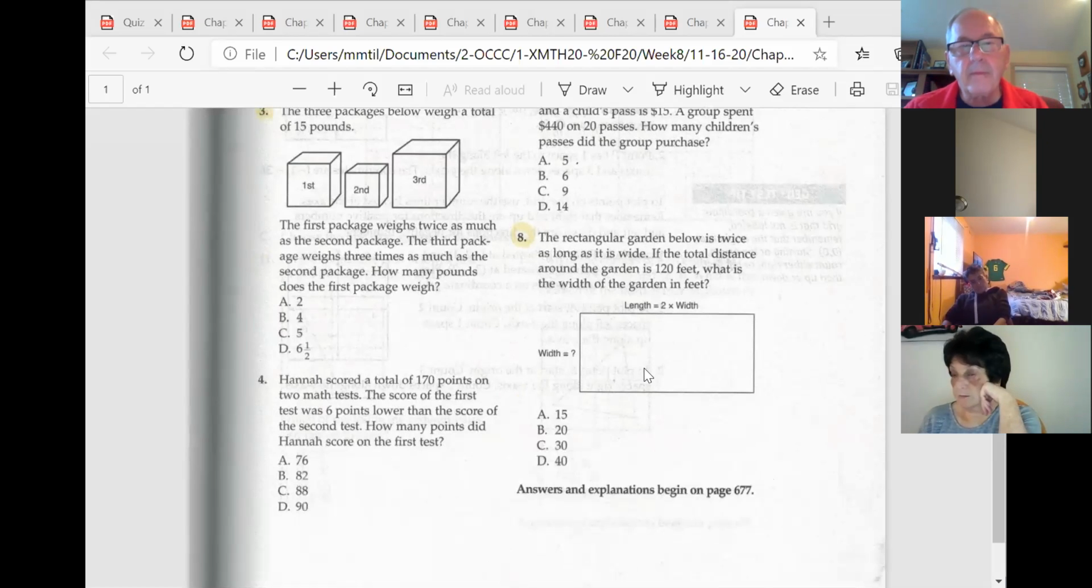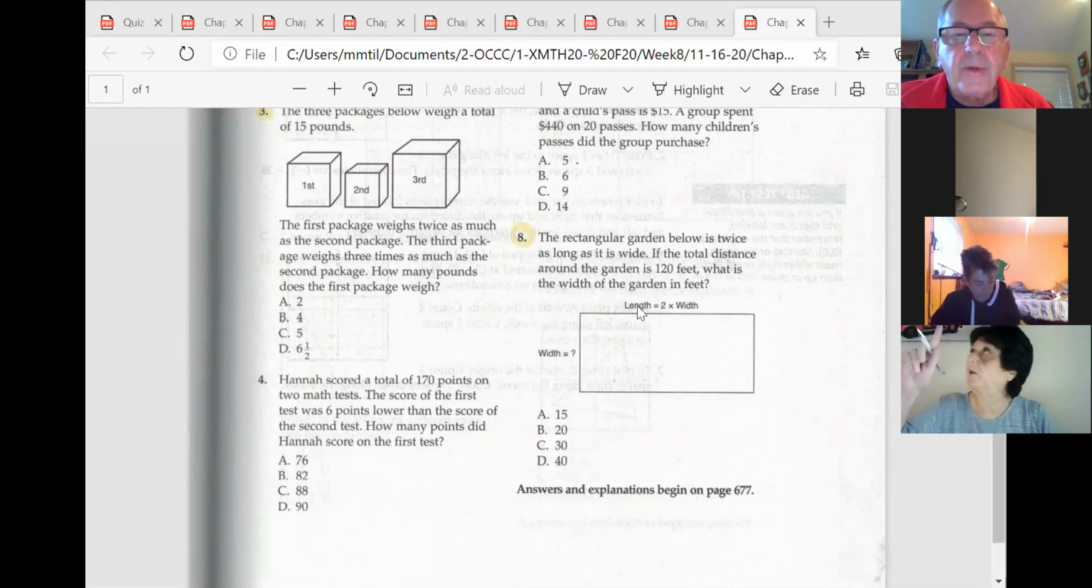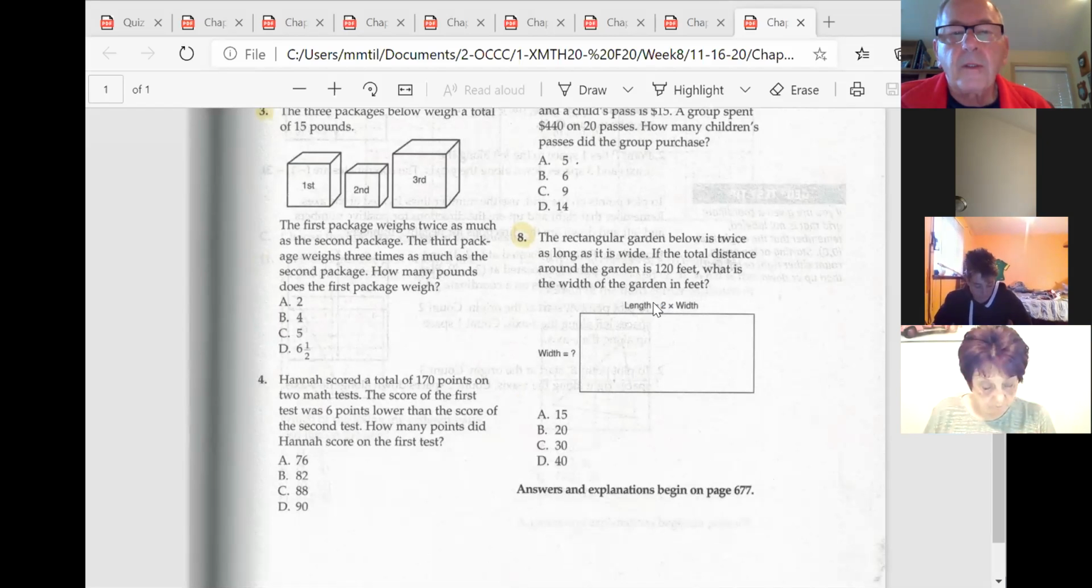Let's look at 8. A rectangle garden below is twice as long as it is wide. So they put up here, they get length is 2 width, and width's over here. So you can say W and 2W if you want. If the total distance around the garden is 120 feet, what's the width of the garden in feet? So how would you do that?